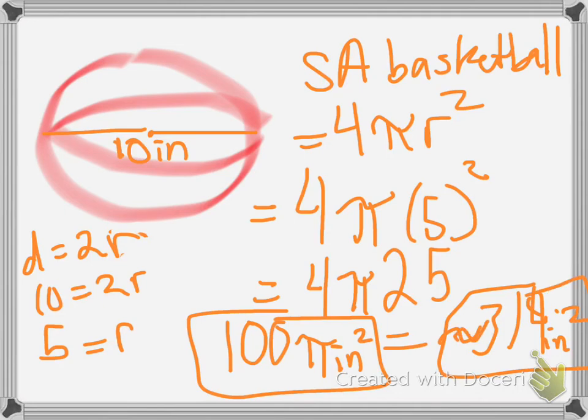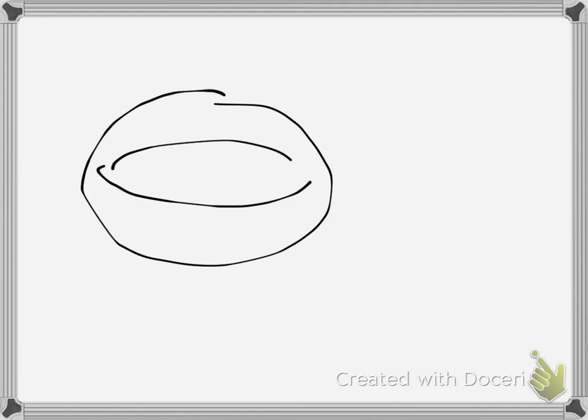Approximately 314 inches squared. I'm going to have you find the surface area of a sphere with a radius of 6. Pause the video, press play when you're ready.